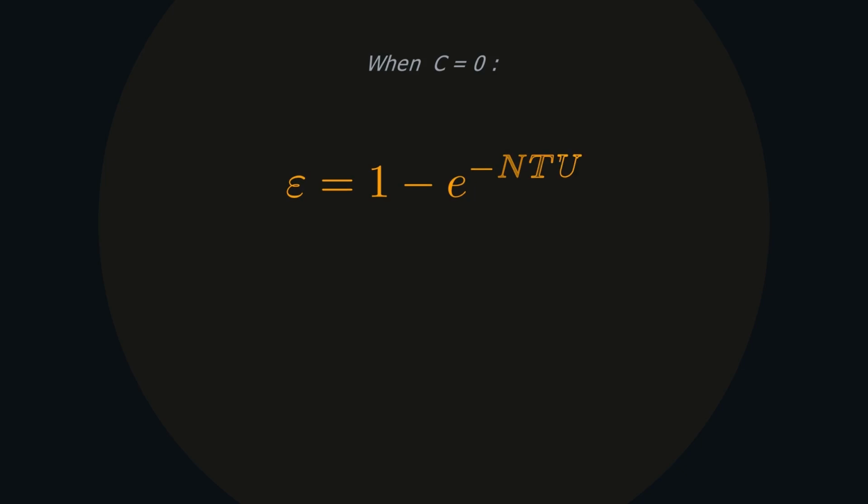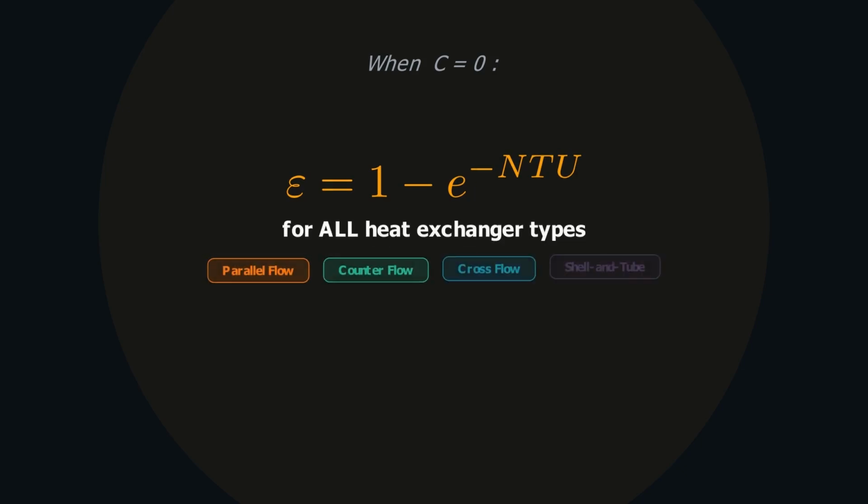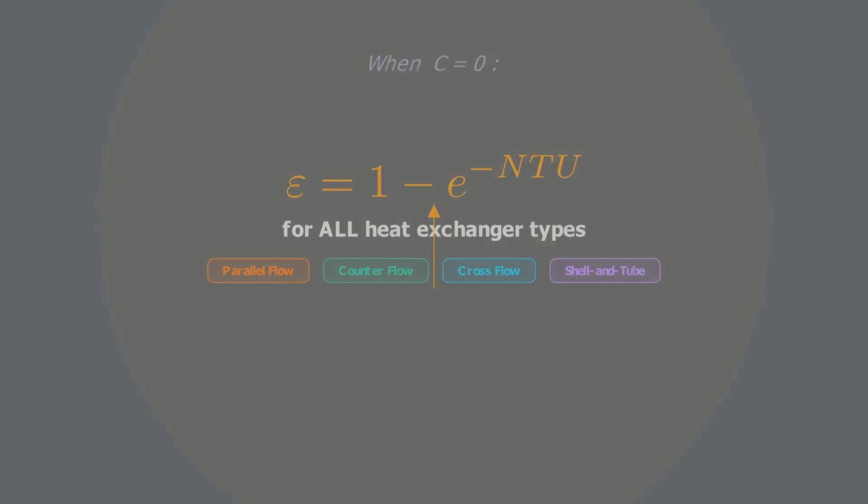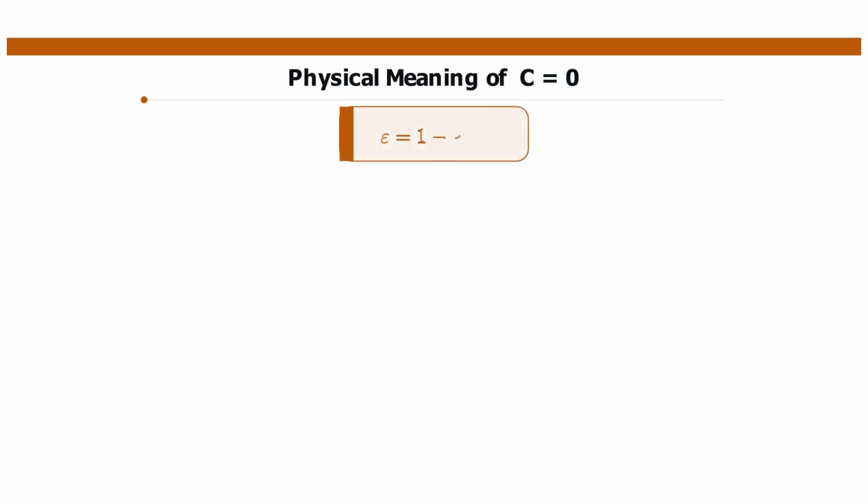Every heat exchanger type, parallel flow, counterflow, crossflow, shell and tube, their different formulas all collapse to the same single expression when c equals 0. What does c equals 0 mean physically?